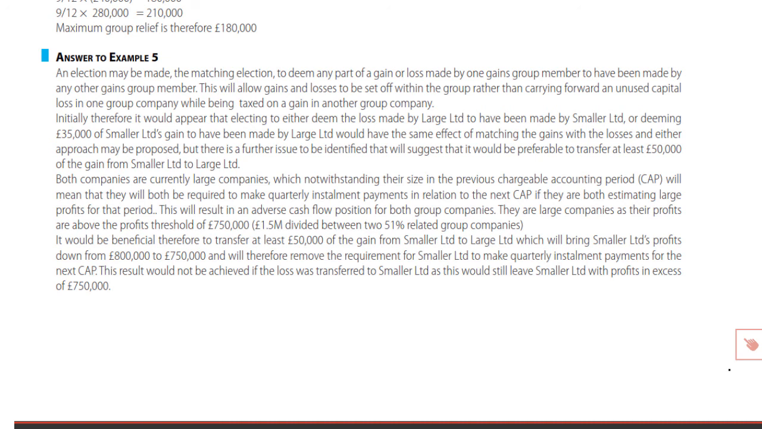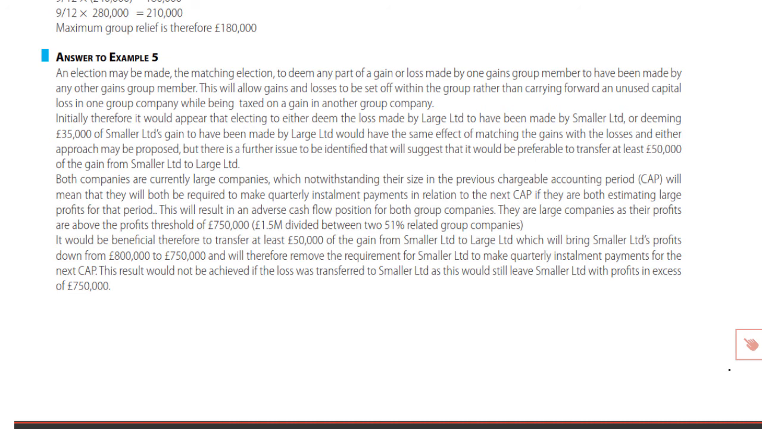Now, you could take more of the gain out of Smaller and give it to Large there. That wouldn't make any difference. The whole point was that you didn't want Smaller to have profits in excess of £750,000. Keep it, therefore, at not above that revised profit limit for the two related 51% group companies.